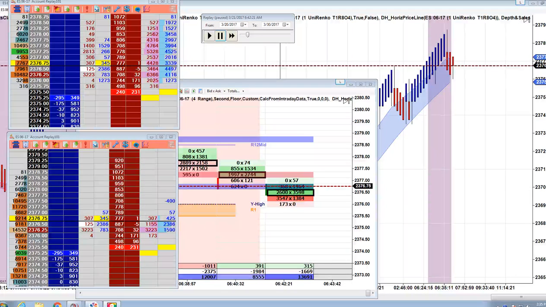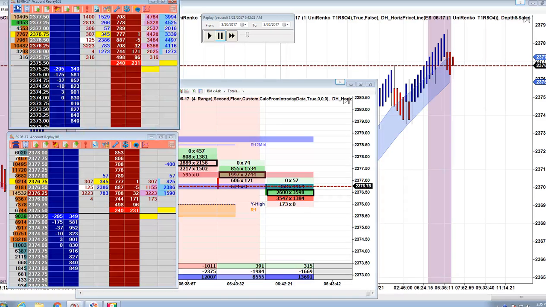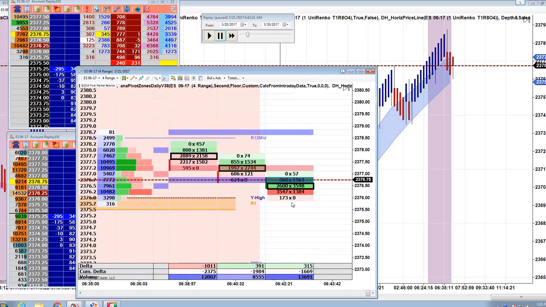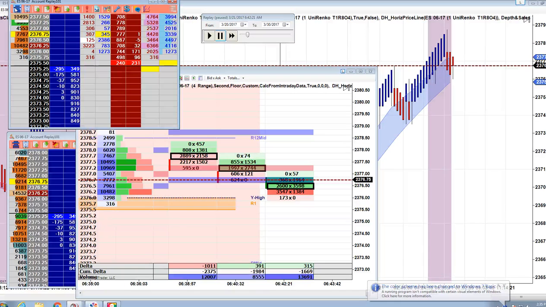I accidentally shut off the previous video, so I'm just continuing on another video. We're still on the 21st, and looking at the footprint chart, we see that we're relatively negative since the open.